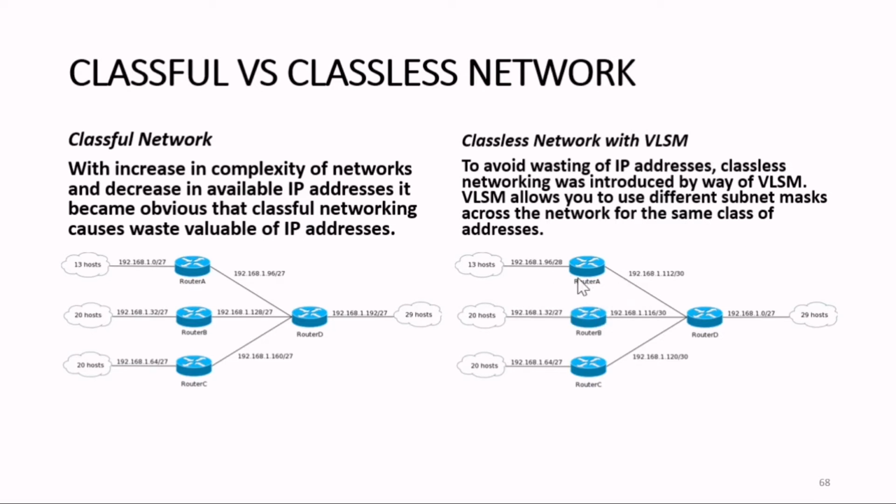If you look at here, it uses /28, and here suddenly you use a /30 subnet mask, and then over here it uses a /24 subnet mask. So we can use different subnet masks across the network to efficiently use the IP addresses, assigning IP addresses.